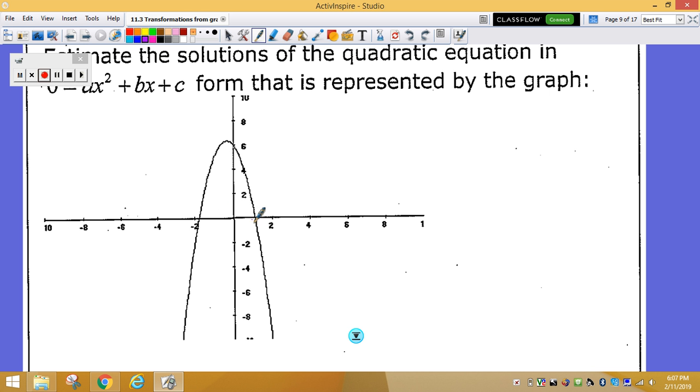Solutions here. This one looks like it's pretty much halfway in between, which would be at 1. This one is not, so I would guess like -1.8 or something like that.